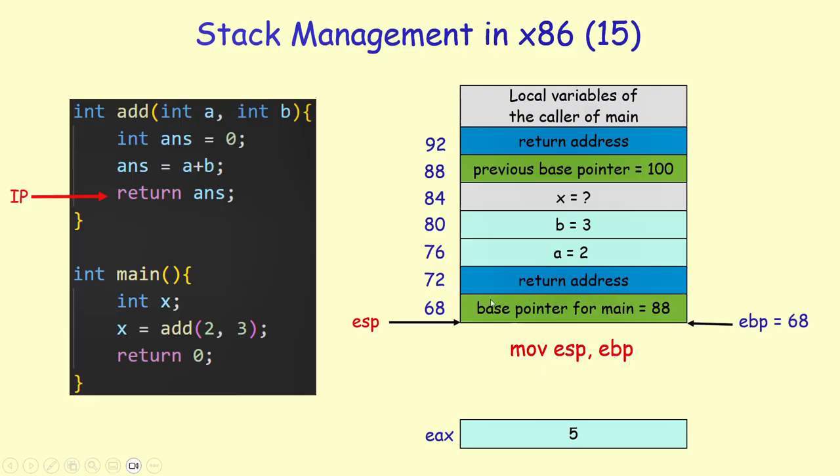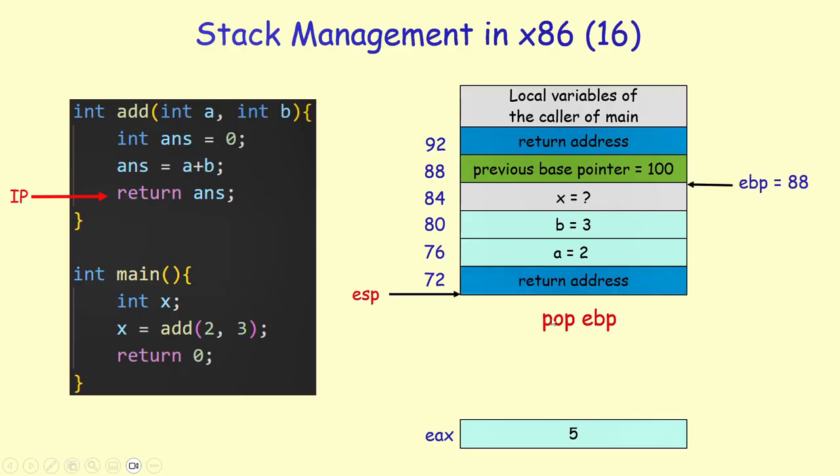Next, I have to restore the base pointer value so that the base pointer goes back and points to the base of the main function, right? And that we do by saying pop EBP. So now, if I do pop EBP, we're going to pick up the old value that we stored in the stack, which was 88, and store it back into the EBP. So EBP becomes 88, kind of points to the base of the main function.